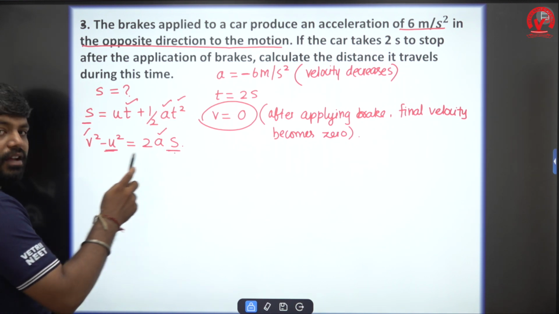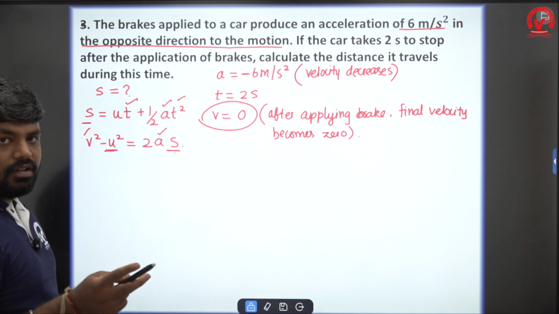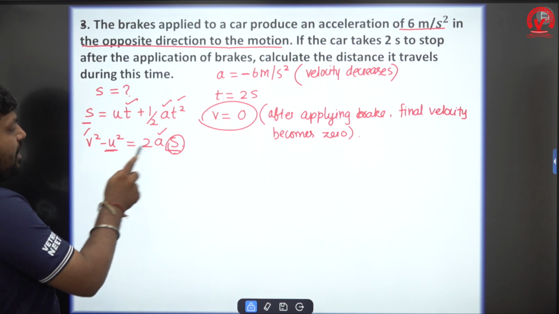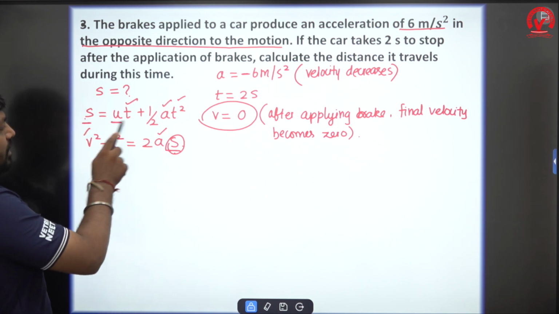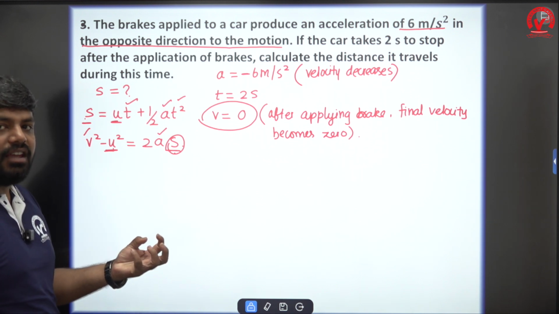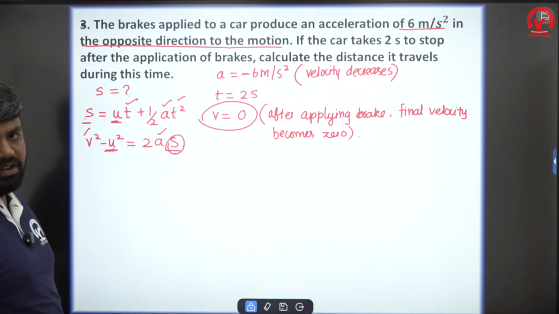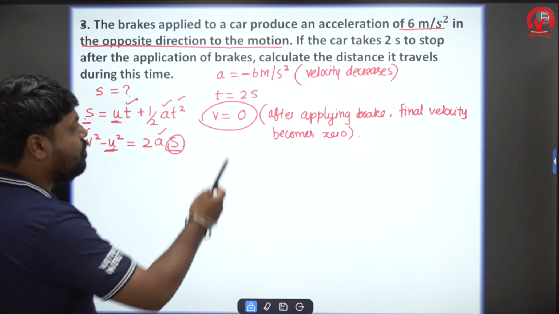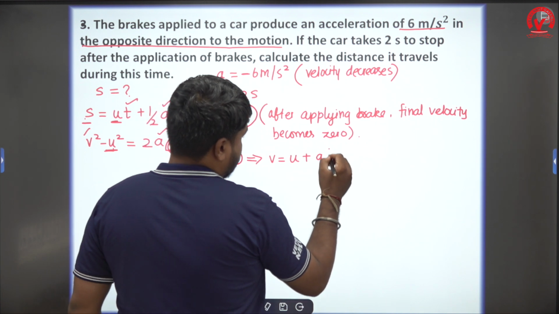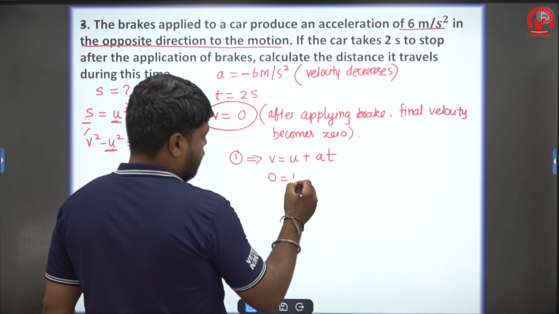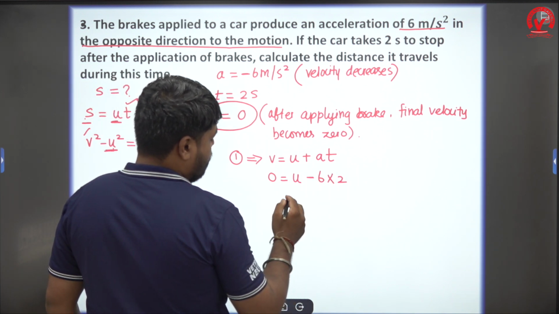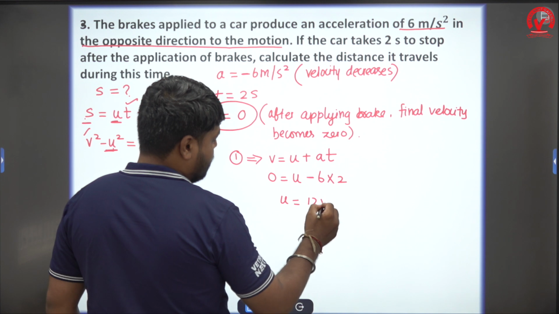Here the unknown quantities are 2. In both equations the unknown quantities are 2. We have to find s, but u is not given. So first we have to find u. After finding the initial velocity, we can substitute it in either one of the equations. So how to find u here? The first equation: v is equal to u plus at. So 0 is equal to u plus a, which is minus 6, into t, which is 2. So u is equal to 12 meter per second.